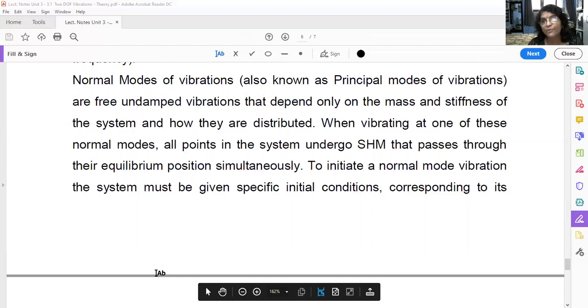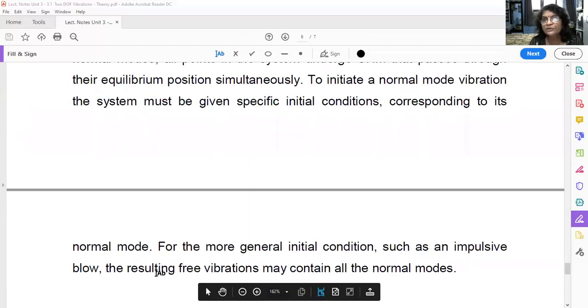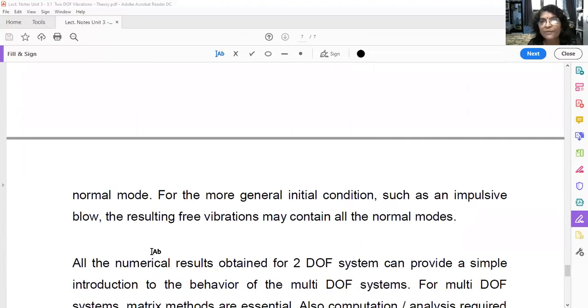To initiate a normal mode vibration or principal mode vibration, the system must be given initial conditions corresponding to its normal mode. For the more general initial conditions such as an impulsive blow, the resulting free vibration may contain all the normal modes. What do you mean by this? I will explain when we solve problems and take the disturbance of the system. But in short, how do you disturb the system?